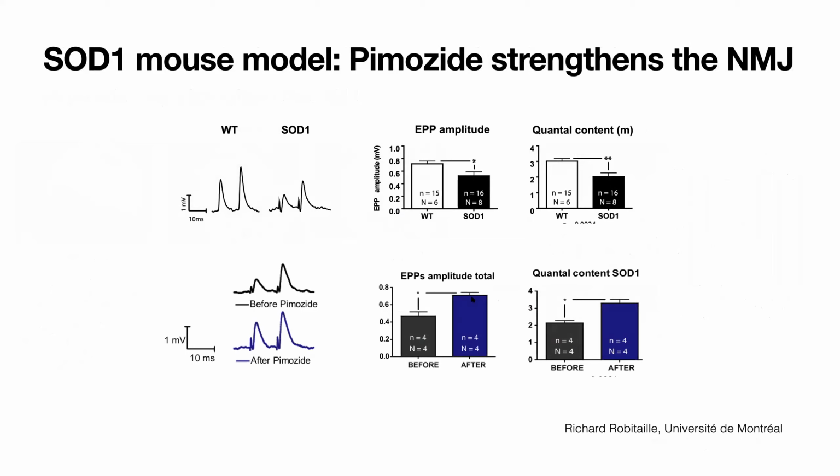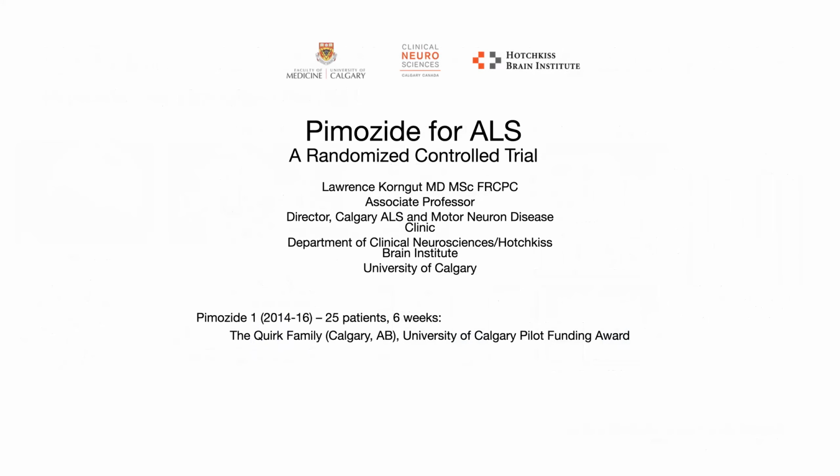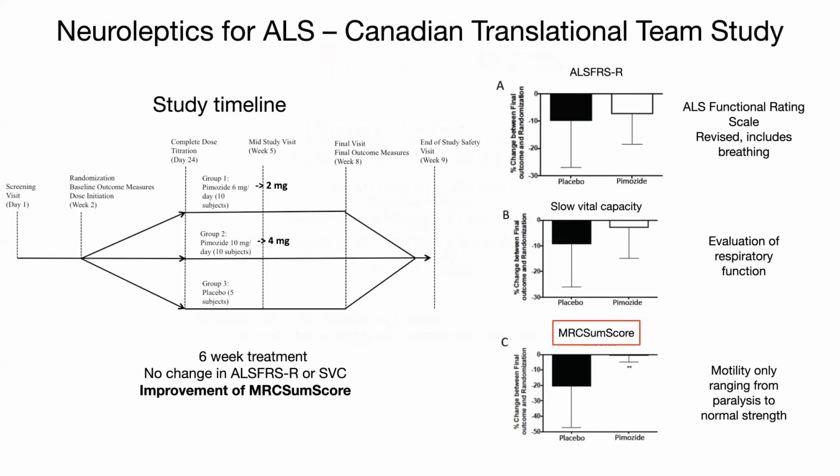So this is great because this drug seems to be working at the neuromuscular junction in 3 animals: worms, fish, and mice. And from here, we were really lucky to come in contact with a clinician researcher, Lawrence Korngut at the University of Calgary. And even luckier is that he had funding from a private source to run a clinical trial. I didn't mention this explicitly, but pimozide is approved. It's been approved for many years, and it's relatively cheap as a drug. So he decided to go ahead and run a clinical trial. It was a relatively small trial, but still, 25 patients, 6-week treatment. And this is the study timeline if you're interested.